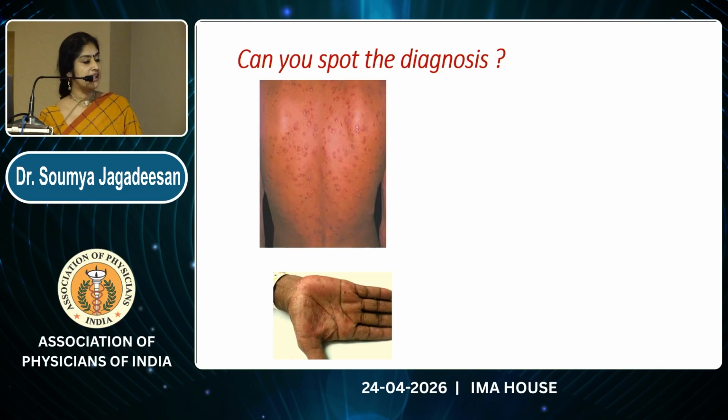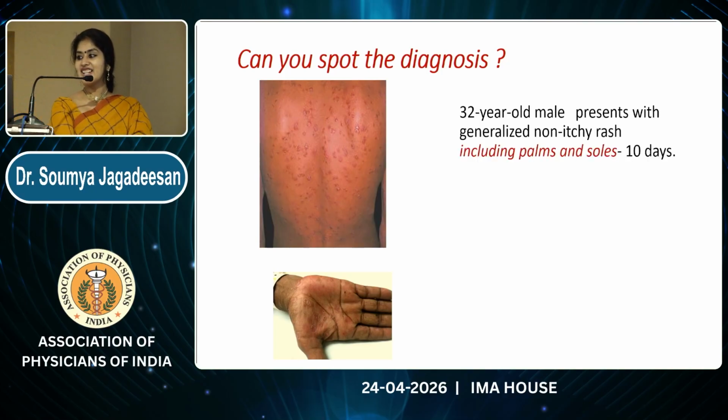I don't know if it's very clear, but the palmar lesions particularly, if you look at it carefully, this can be almost a spotter. Young sexually active male presenting with this rash of 10 days duration. Generalized non-itchy rash, including palms and soles of 10 days. It is secondary syphilis. It is secondary syphilis. It looks almost like a pityriasis rosea. PR-like rash, you get the collarette scaling and all that.